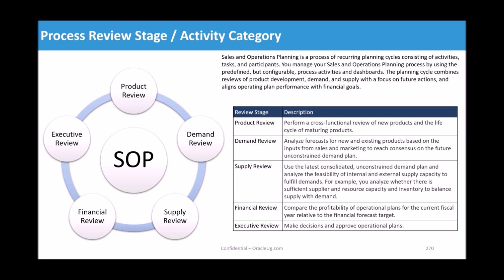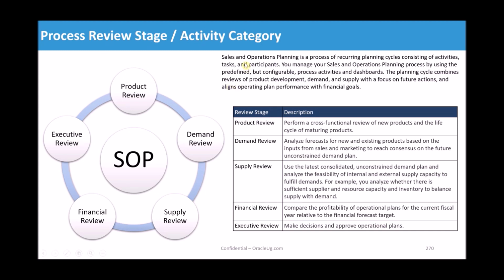Instead of product review, they might be calling it something different. Instead of separate demand and supply reviews, they might be doing a combined demand and supply review, or instead of finance review, they might be calling it a different name. So Oracle comes with these 5 stated review stages, but if required, you can change any of these stages, and if required, you can also disable them. You don't have to enable any of these stages. When you create a new planning cycle, you can remove any of these stages if it is not required as per business requirement. Similarly, you can also change the name of any of these review stages.